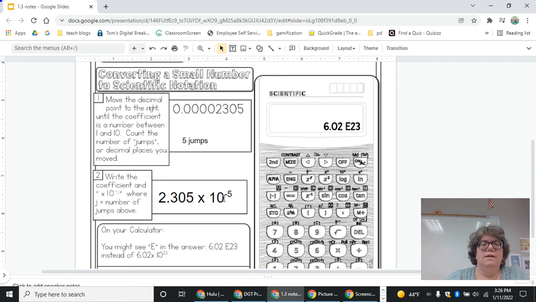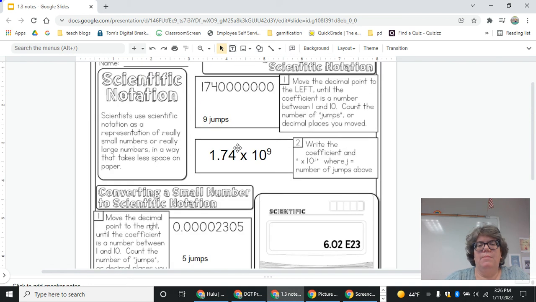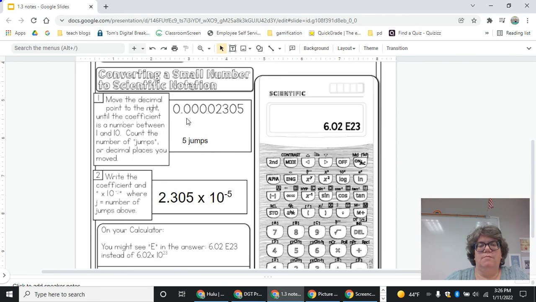Times 10 to the negative fifth. Because I moved it to the right, it's a negative 5. That tells me that this is a really small number. A positive exponent tells me it's a really big number. But this is a really small number, so I've got the negative 5.